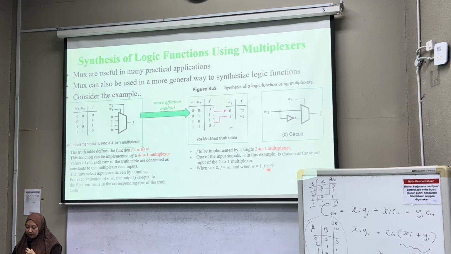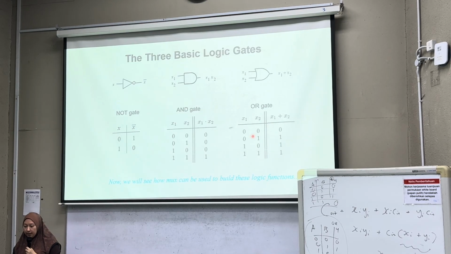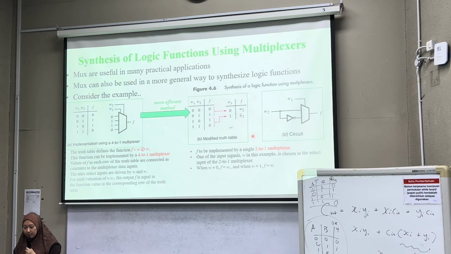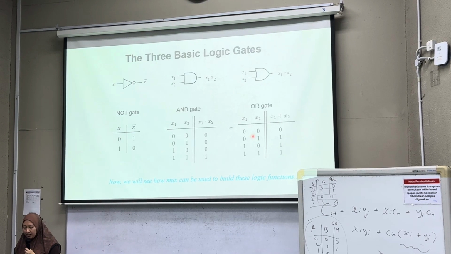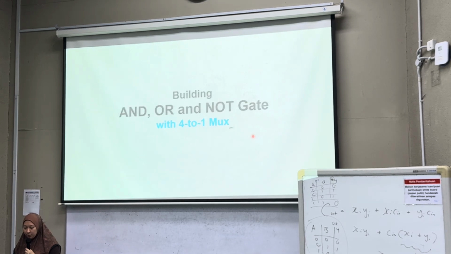When W1 is 1, F equals the complement of W2. Right, so I'm using a mux to show an XOR. I can also use a mux to show an AND, an OR, and a NOT.